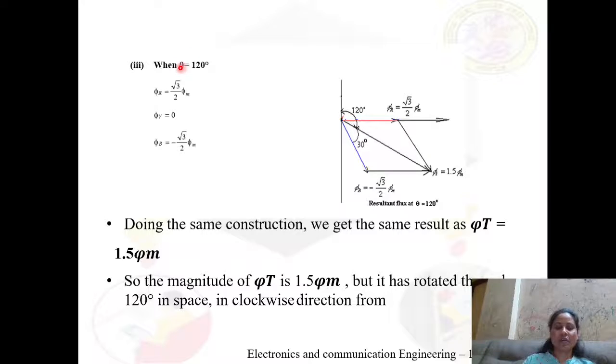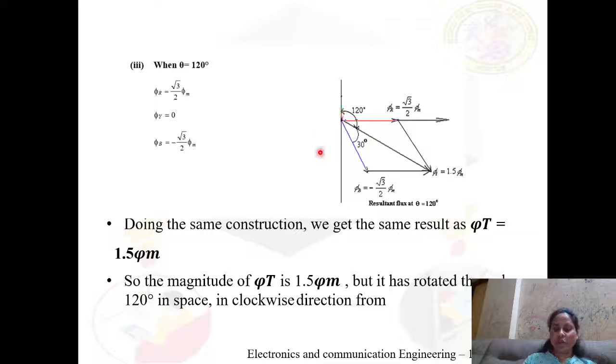Now let us consider theta equal to 120 degree. We substitute theta as 120 in the three equations. We get the values like this, and by plotting the phasor diagram, you again obtain the total flux as 1.5 times the maximum flux. This time you can see that it has moved downward a little bit, that is, it has rotated in clockwise direction. Similarly, consider theta at 180 degree. It would come vertically downward, and then like this.